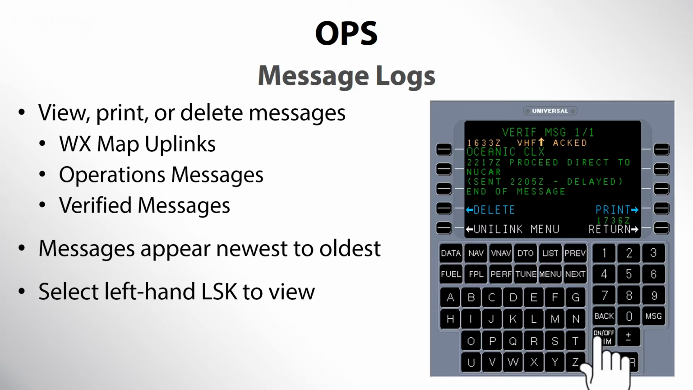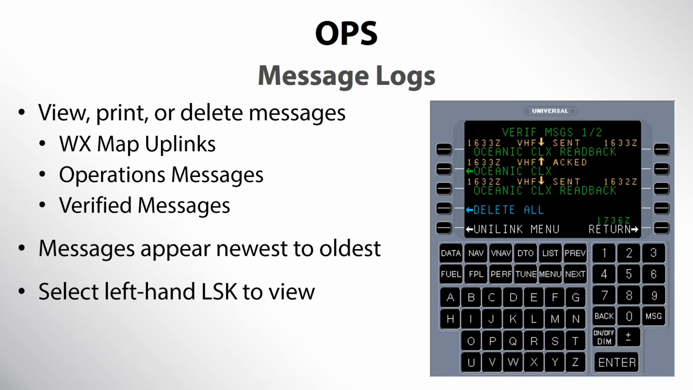Pressing a left-hand Line Select key displays the page for the corresponding message if the message contains viewable text. Pressing Return will bring you back to the list of message titles. Pressing a right-hand line select key displays a pop-up window for the corresponding message and allows the deletion or printing of the message. Any key press other than 1 or 2 right will exit the pop-up window. To delete all messages from a message log, press the Delete All line select key. This prompt is only displayed on page 1 of the message log pages.